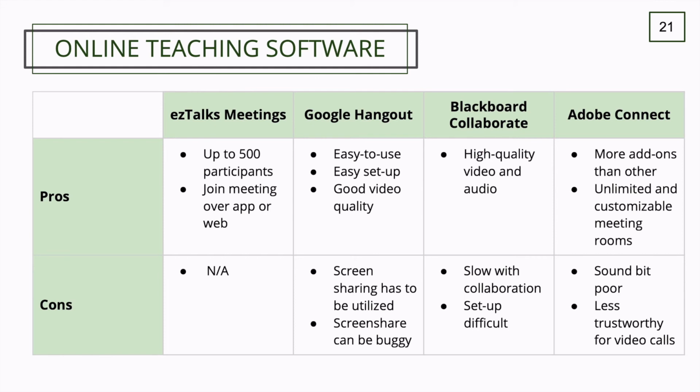Then we got Blackboard Collaborate, high quality video and audio, but it's slow, like the connection with your students would not be that perfect. And the setup is pretty difficult, but that will be no problem for your employees, I guess. Adobe Connect has more add-ons than the other ones. It has unlimited and customizable meeting rooms, but sounds a bit poor, less trustworthy for video calls. And as I said before, the price is 45 euros a month. It's not worth it.